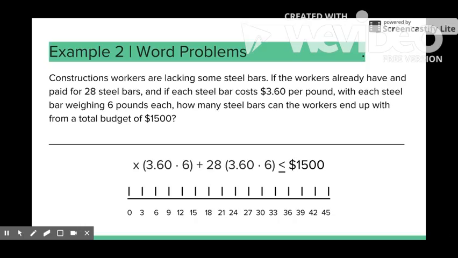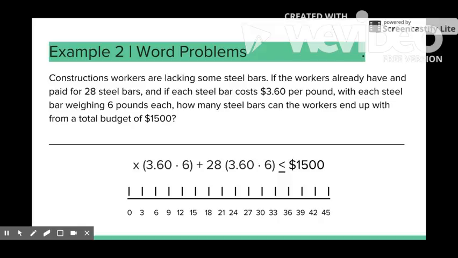Well, our equation is x in parentheses $3.60 times 6 in parentheses plus 28 in parentheses $3.60 times 6 in parentheses is less than or equal to $1,500. It looks complicated, but it can be understood. So let's start by getting the usual mess out of the way. In the problem, it says the workers have already bought 28 steel bars, and it means the workers have paid for them out of the $1,500. Now that we know that, we can start solving it.